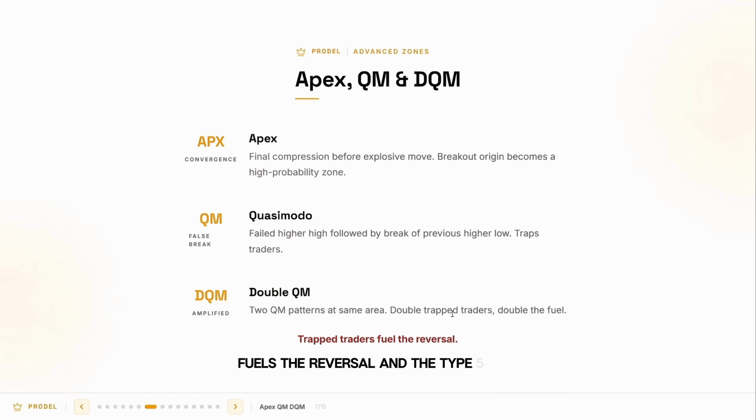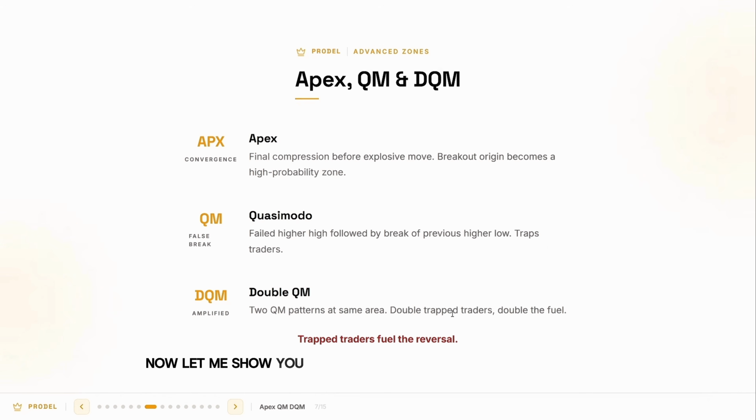And the type 5 is DQM, which is also called double Quasimodo. The double Quasimodo is simply 2 QM patterns forming at the same general price area. This amplifies the significance of that zone. 2 rounds of trapped traders means significantly more pressure when price revisits.